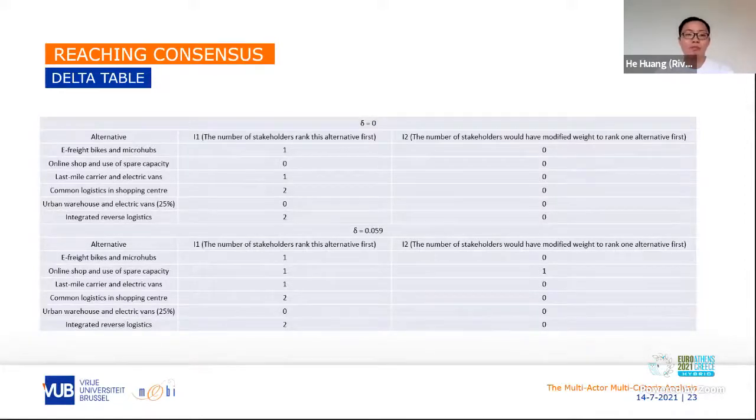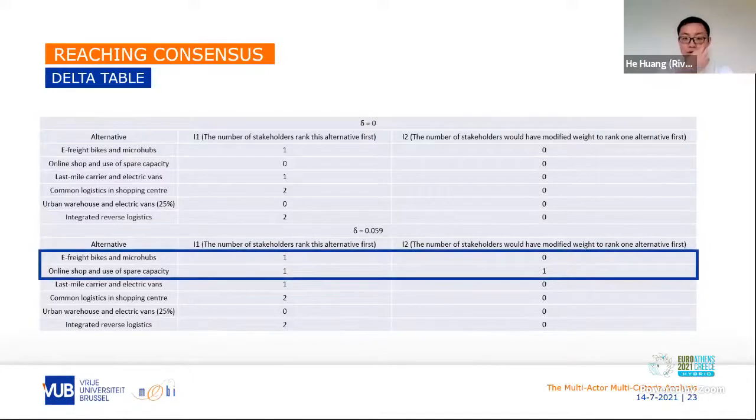value weight modification. For example, when the weight modification is 0.059, there is one stakeholder that ranks online shops and use of spare capacity and freight bikes and micro-home first. Their I2 are different because there is a stakeholder originally ranking freight bikes and micro-home first, but online shop and the use of spare capacity must modify weight to be ranked first. So under the same delta, the alternative with higher I1 and lower I2 represents better performance.